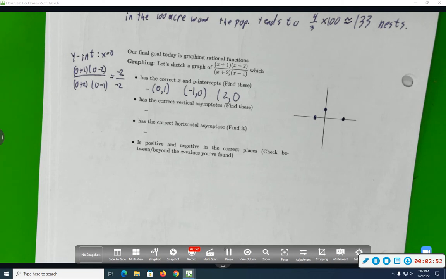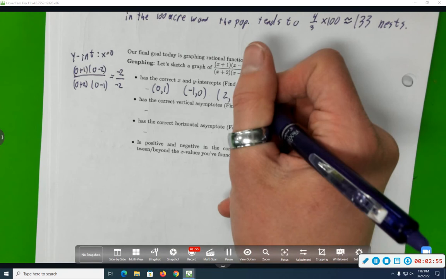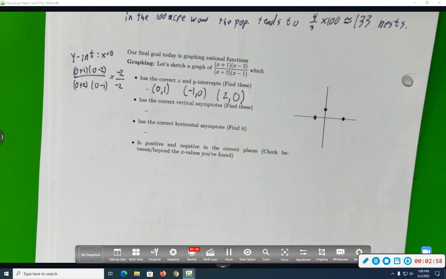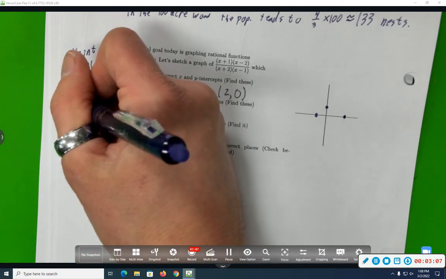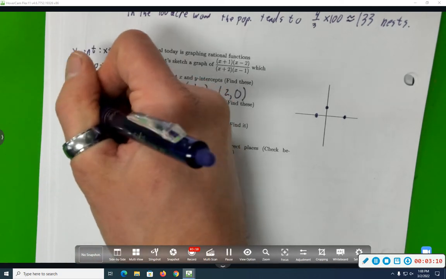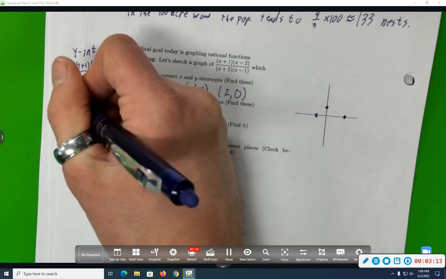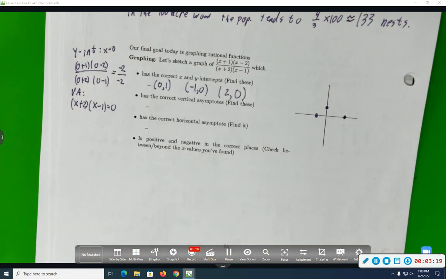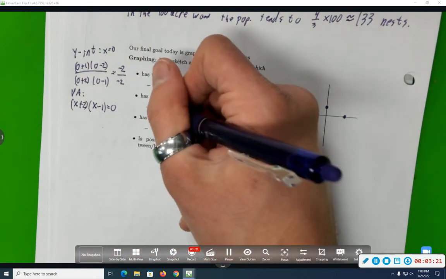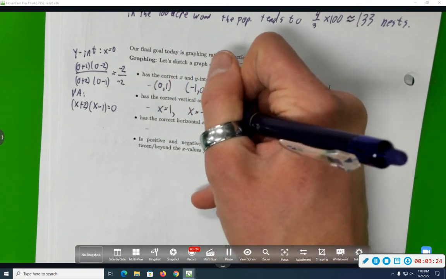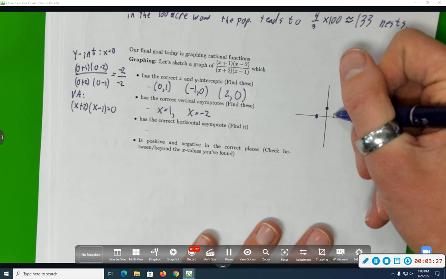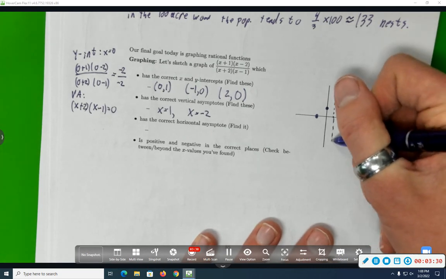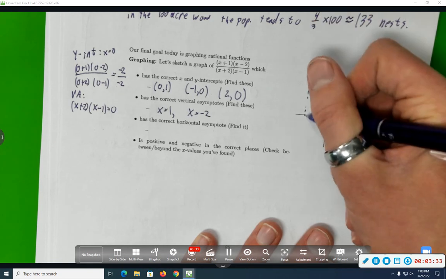The next thing on the list is vertical asymptotes. How do you find the vertical asymptotes, or where are the vertical asymptotes? Set the bottom to 0, set the denominator to 0. X plus 2 times X minus 1 equals 0. And what X values solve that? Okay. So I should have a vertical asymptote at X equals 1 and a vertical asymptote at X equals negative 2.